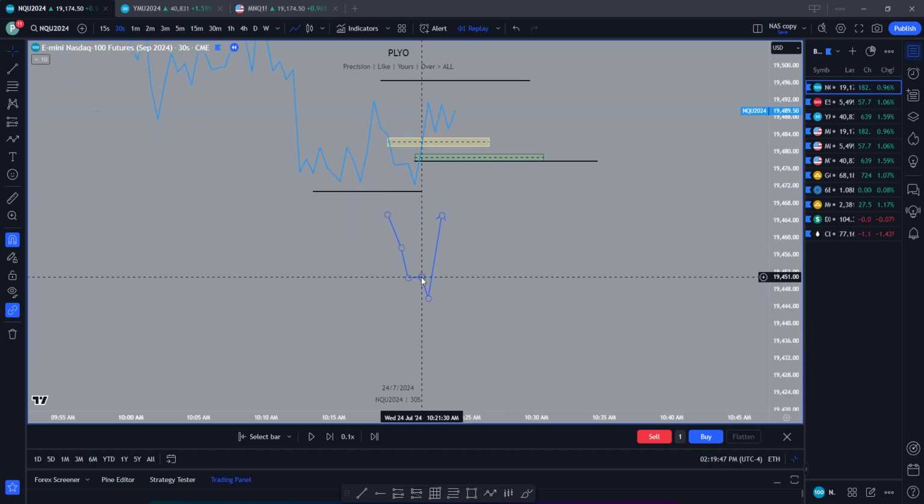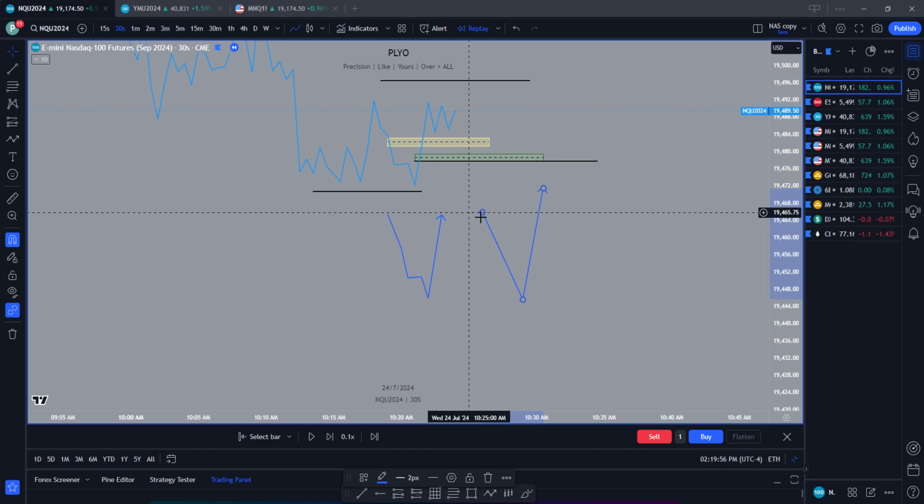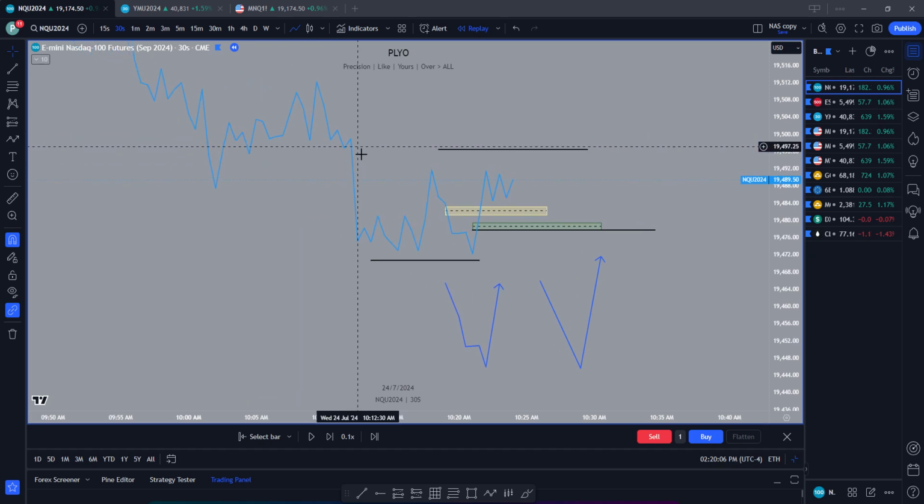That's what happens here. And if you wanted to simplify it, you could easily just go down, back up. That's exactly what happened here. Right, so this right here, simplified, is just a V-shape recovery. That's what we're getting at here. And then we hit the high. So you can kind of see how it's different from this right here.